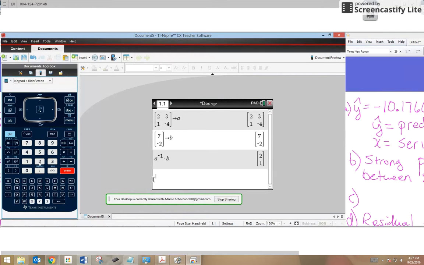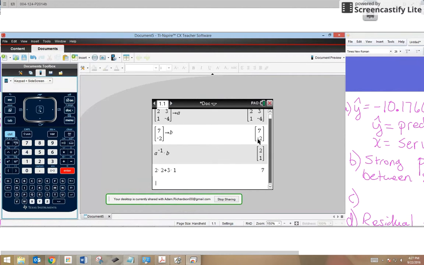We can check that by simply taking the 2 for X, and then plus the 3 times the Y value of 1. And what you'll see is that this is actually equal to 7.